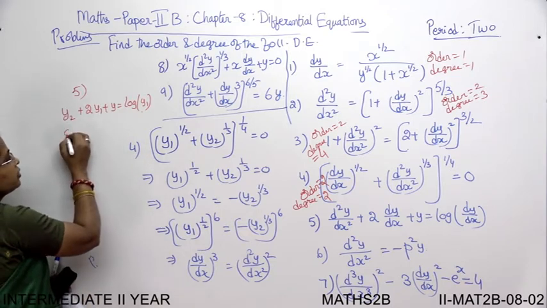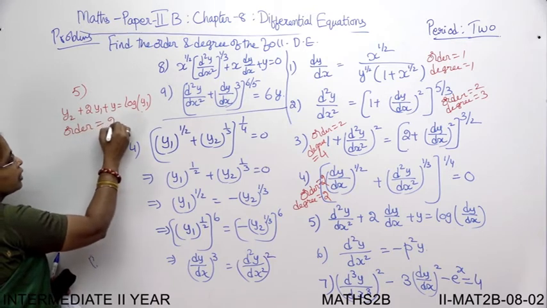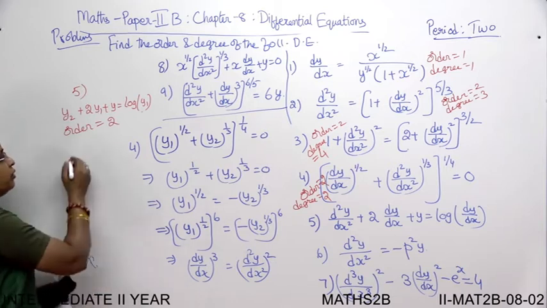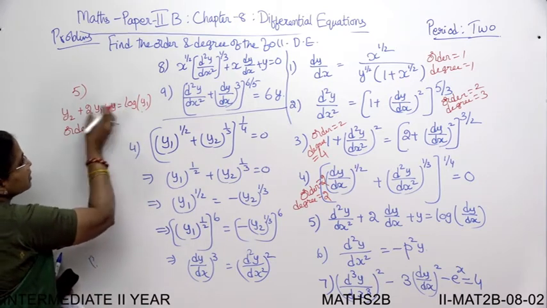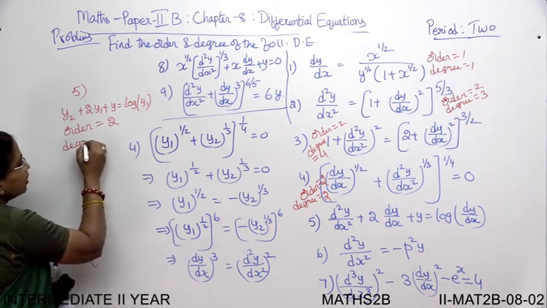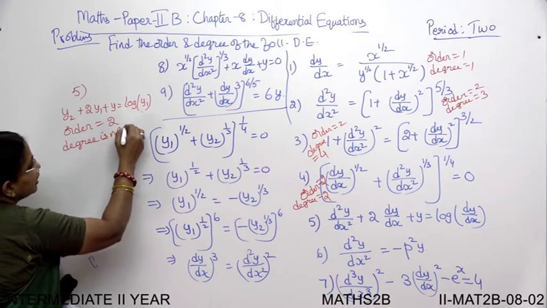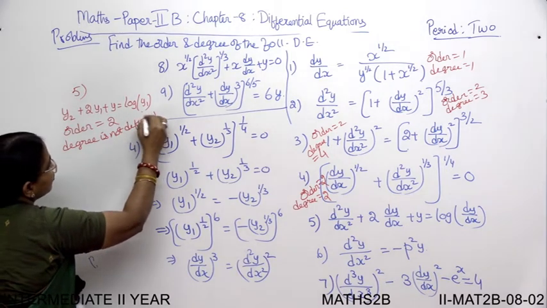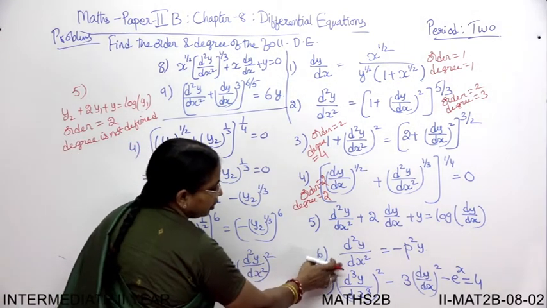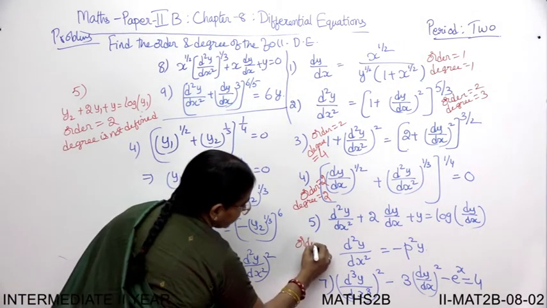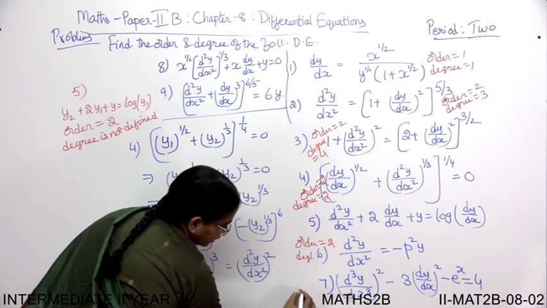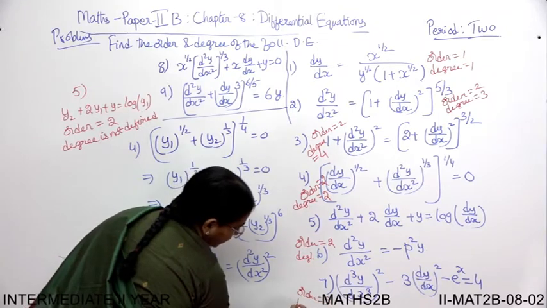So order-wise you can write order as 2, because you have d square y by dx square. But degree you cannot find out, because to remove this, what will be the power, we cannot find out. So here degree is not defined. We say that degree is not defined for this equation. Here it is direct: order is 2 and degree is 1. Here order is 2 and degree is 1. Here order is 3 and degree is 2.